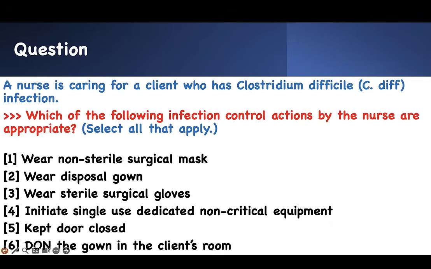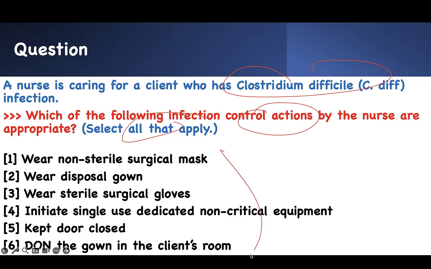The way to approach infection control questions is first read and see what kind of organism they're giving you. C. diff. That's all. What will you do? Don't worry about anything else. Two things: you select or apply. You don't have to pick everything. Ask yourself, what is C. diff? Contact precaution. If it's a contact, what is the nurse going to do? That means anytime you touch the patient, you've got to protect yourself.